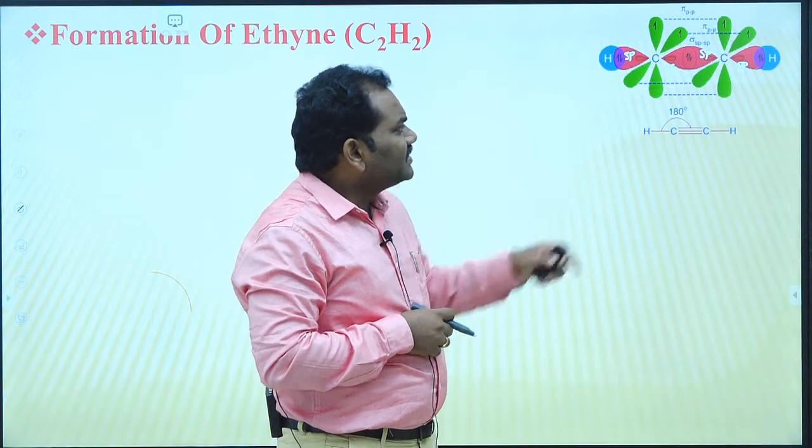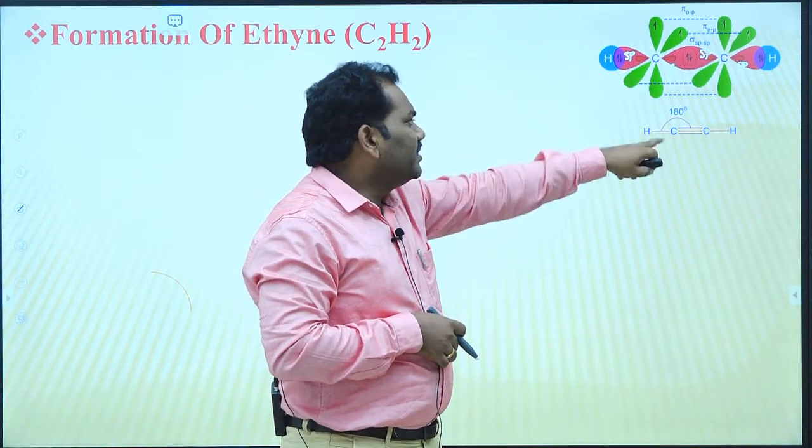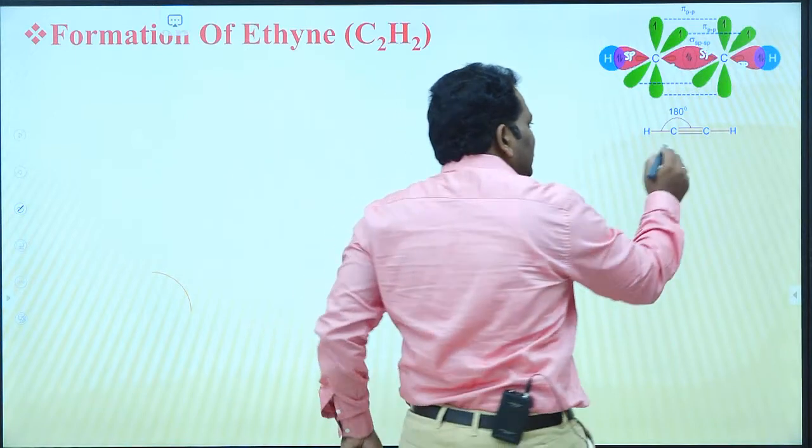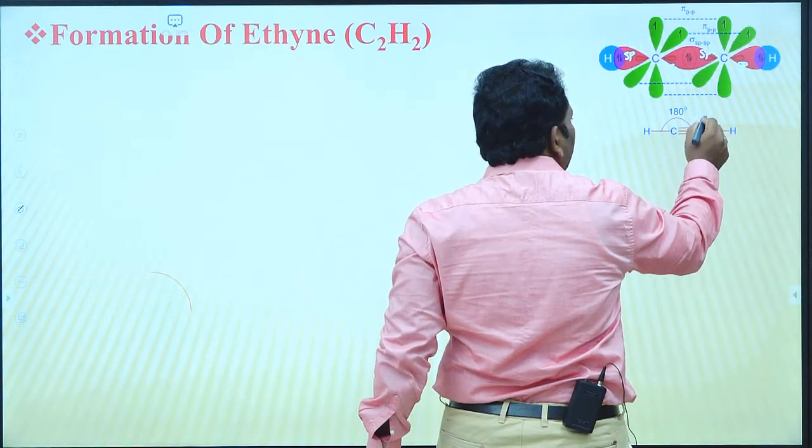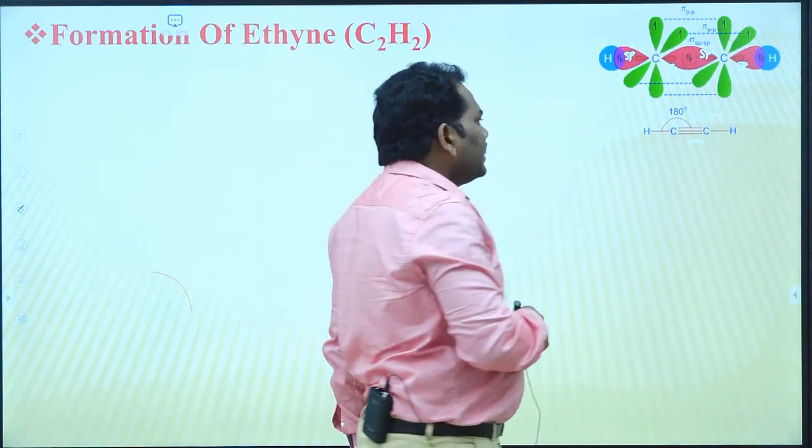Those orbitals undergo side by side overlapping to form pi bonds, 2 pi bonds. Totally it has 1 sigma bond and 2 pi bonds between the carbon and carbon.